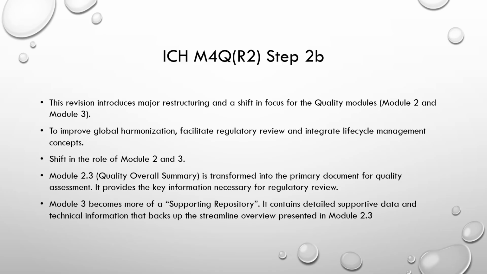Then it got turned into a summary document that sometimes got updated in post-approval, but sometimes didn't. But now they're shifting the emphasis, where the primary document for review is going to be your module 2, the quality overall summary, or module 2.3, and your module 3 is going to be like the repository that contains all the detailed information that backs up module 2.3. So there's a shift in the roles of module 2.3 and module 3, and the restructuring is really exciting. They're probably going to have some more amendments, but it is really exciting.